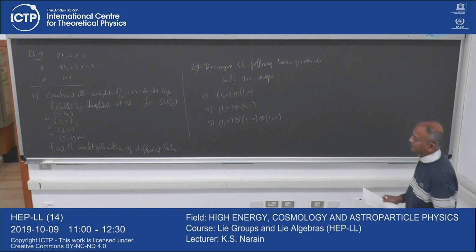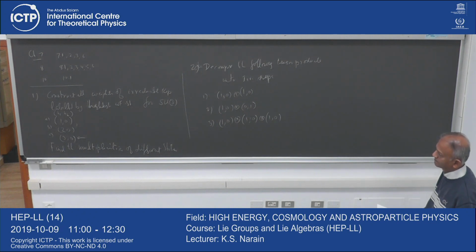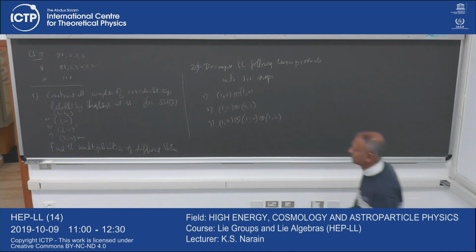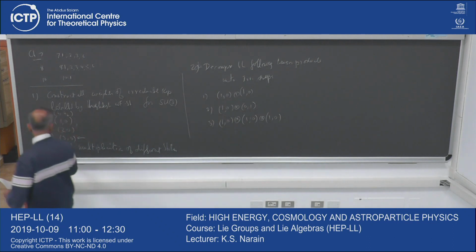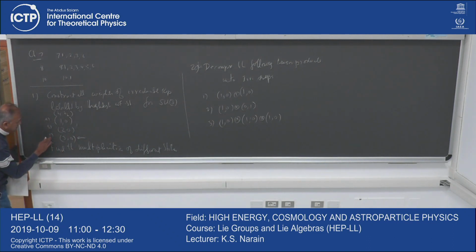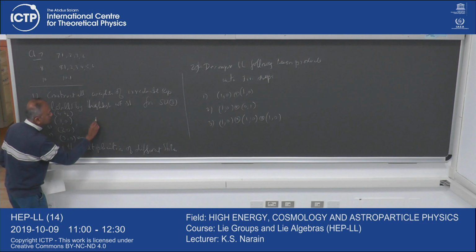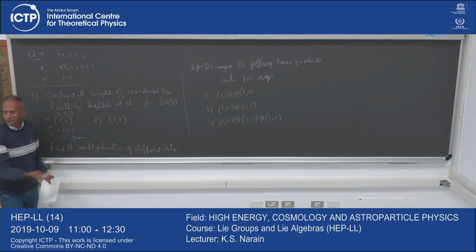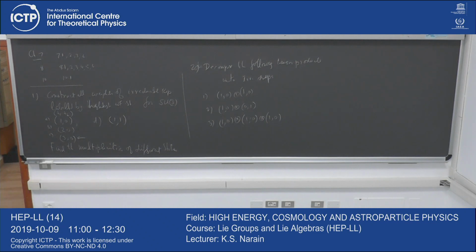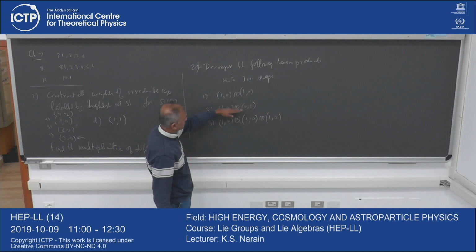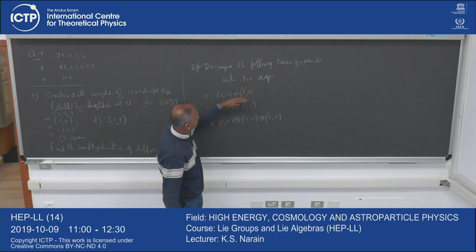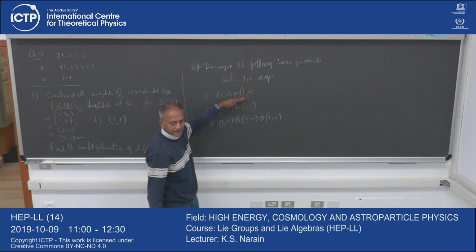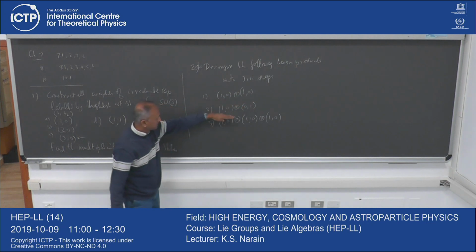Sorry, one more thing. Just one more I can put here: (1,1) times (1,1). This is, of course, the adjoint representation. But the reason is that you can come to the answers very quickly by looking at the results.